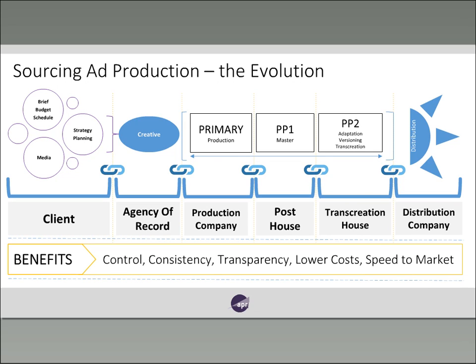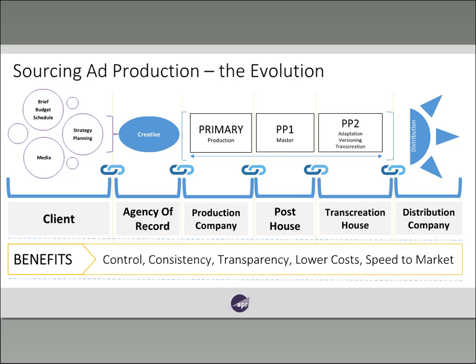What we're talking about is looking at each element, taking a closer look and saying, is it a preferred vendor deal? Is it a rate card? Is it just due diligence and saying that I need to see backup and I need to see what the costs look like? And obviously, the result of this, the benefits of this, as we said, are control, consistency, transparency, lower cost, and more importantly, speed to market.